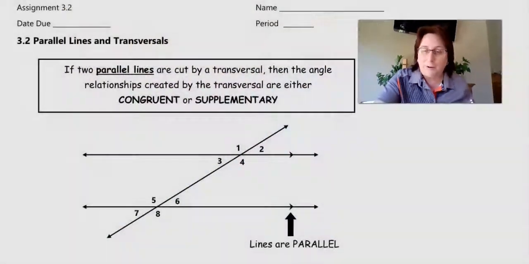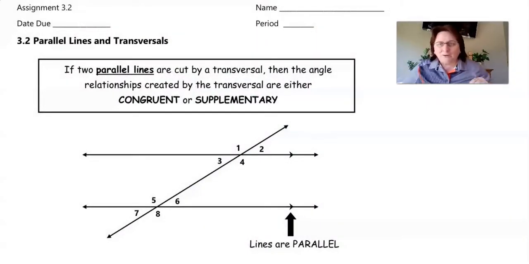All right, in the 3.2 video today, we're going to verify theorems about the angles that are created by transversals and parallel lines. It's a little bit different than what we did last time. Last time, all we did is we had a transversal that intersects two or more other lines. This time, the lines are going to be parallel, and we're going to see what happens to the measurements of those angles. Let's go take a look.